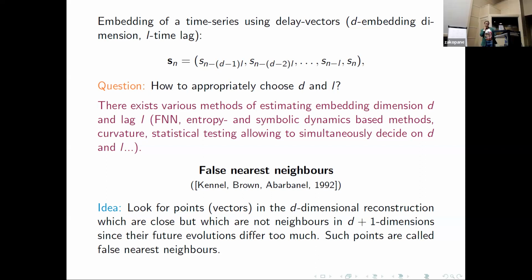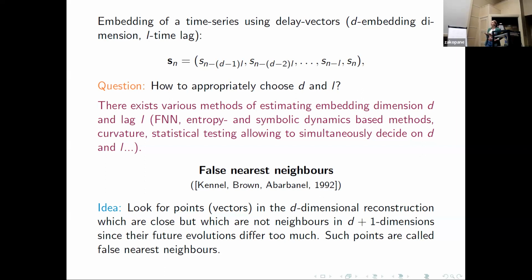It is based on the observation that if you do a d-dimensional reconstruction, you pick a point in this d-dimensional space, you look for its nearest neighbor, and then you look at what happens with this pair of points after some very small step ahead. If these points, being originally nearest neighbors, deviate too far, then you say they are probably not nearest neighbors, they are so-called false nearest neighbors. Because in the deterministic setting, even if our system is chaotic, it is still the iterates of some continuous map, and two points that are very close cannot go arbitrarily far.